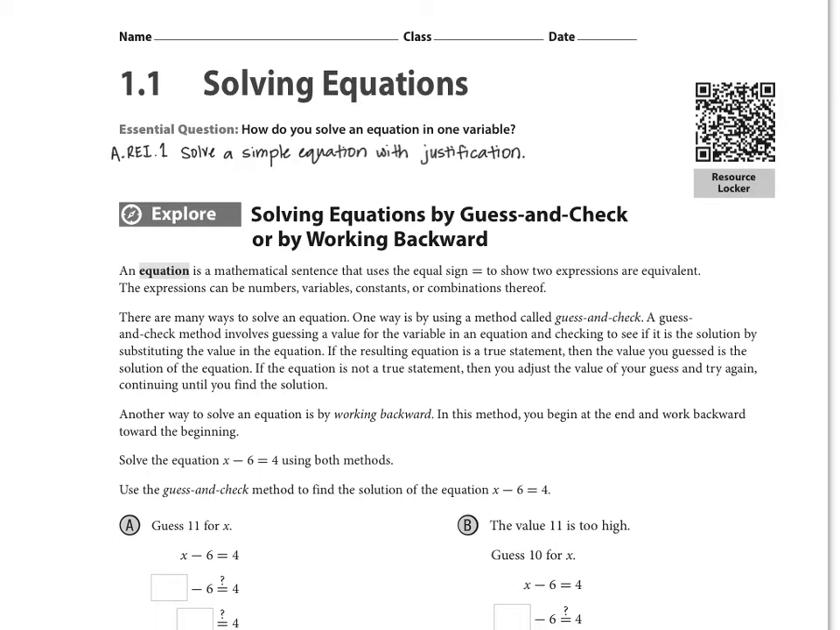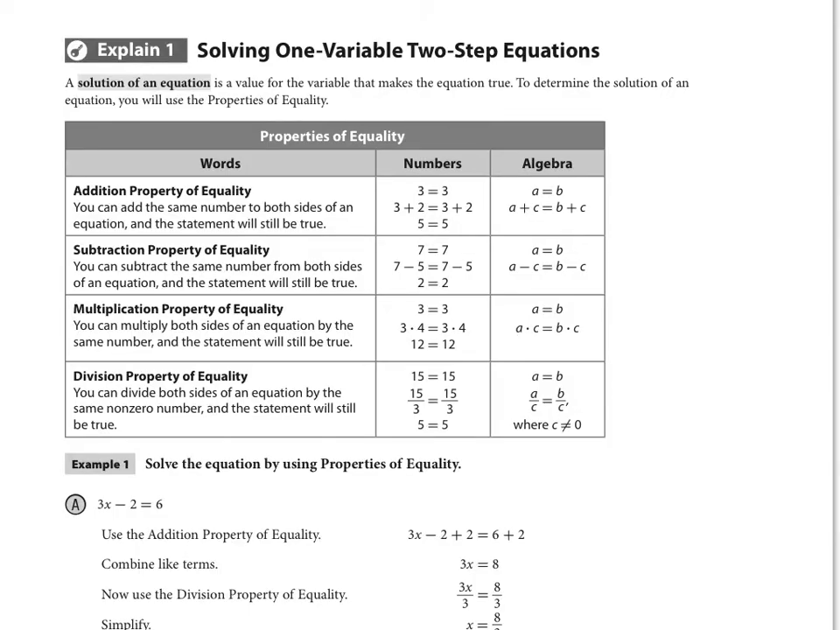I'm going to skip ahead to the justification part of this lesson. On this page, it gives you a definition of what the solution of an equation means. Right below that, you see this table with the properties of equality. Now we have 4 of them: addition, subtraction, multiplication, and division. You've used these before, but they may not have been pointed out to you.